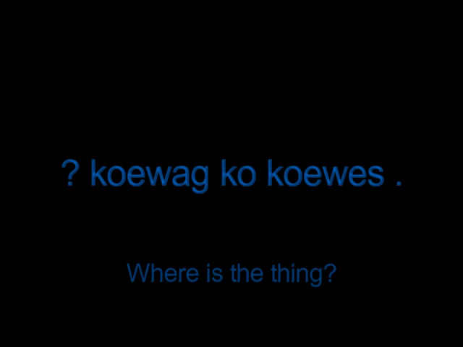The following are some examples of how questions are formed. For the example of a question about a noun, the sentence Clafog ko clafas, which means where's the thing, will be used. In this sentence, clafog is the question word that means where, ko means a space, and clafas is the end of the question.